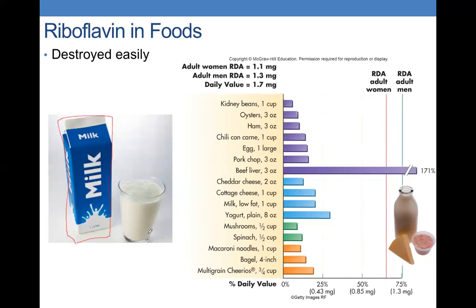There is no upper limit, and supplements don't harm us, but they're excreted in the urine and can cause our urine to look kind of a bright yellow color.